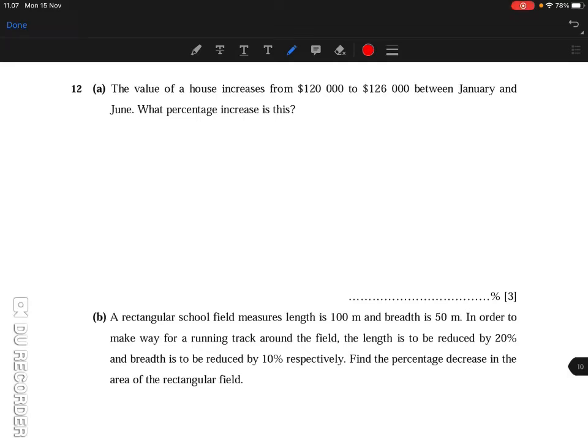If you want to find the percentage, the formula is to find the difference first, minus the starting value. The starting value is 120, right?